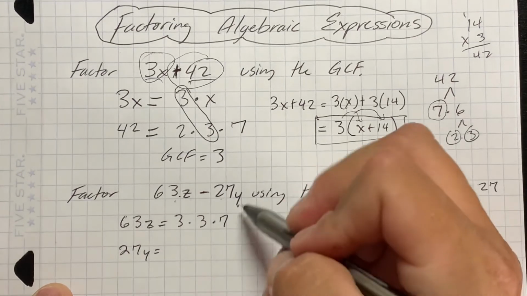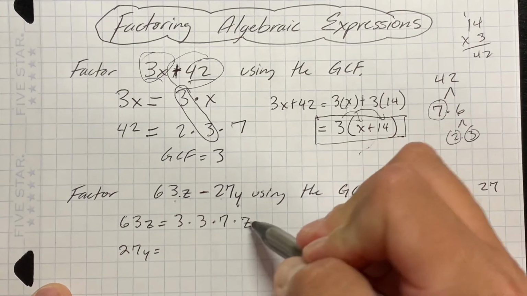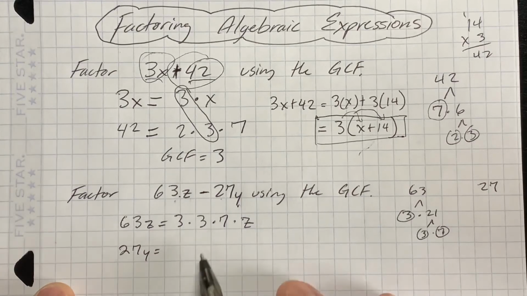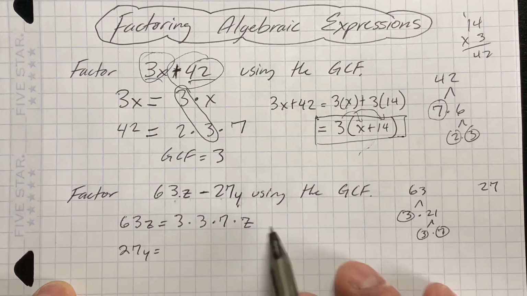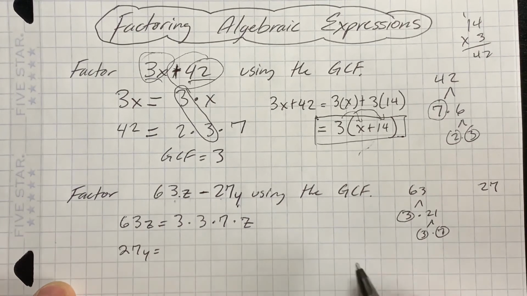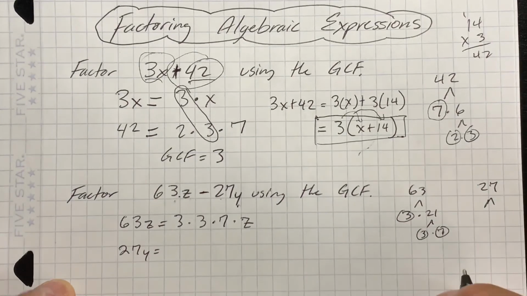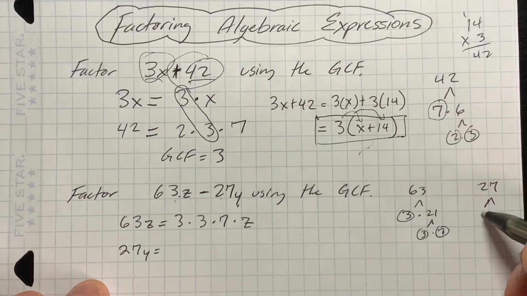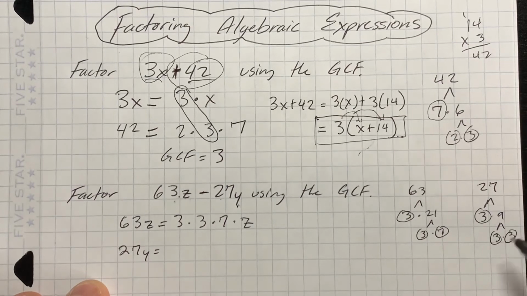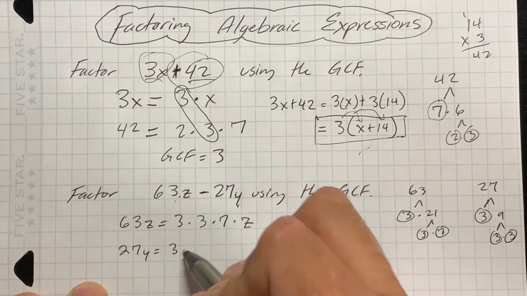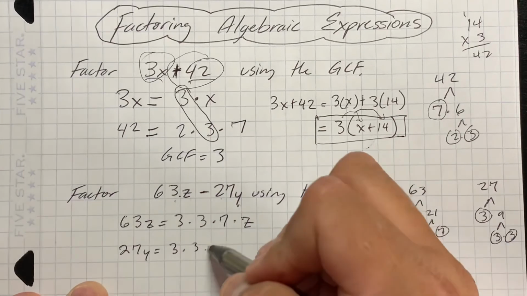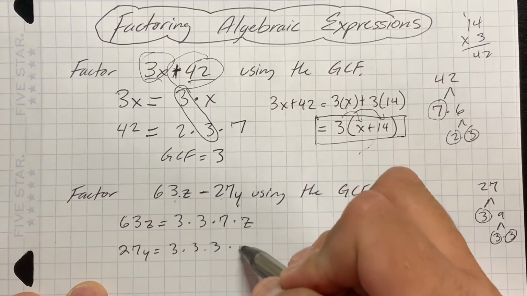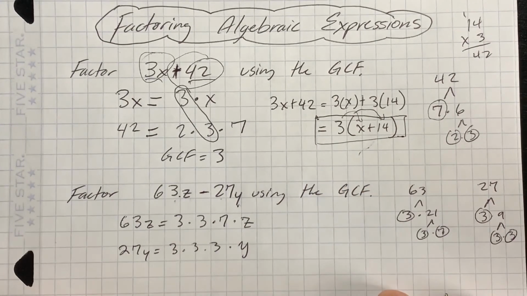And don't forget that z times z. Okay. So there we go. We use all the primes for 63z. And then 27. We do know that 27 is divisible by 3 as well. So 3 times 9 is 27. 3 is prime. And 3 times 3 equals 9. So for this one, I'm going to write 3 times 3 times 3 times y. Okay. So there you go.